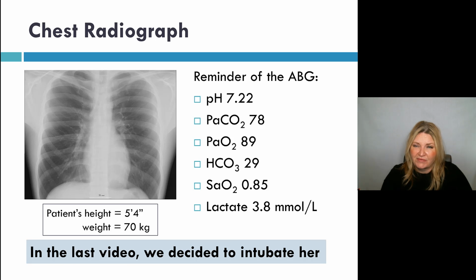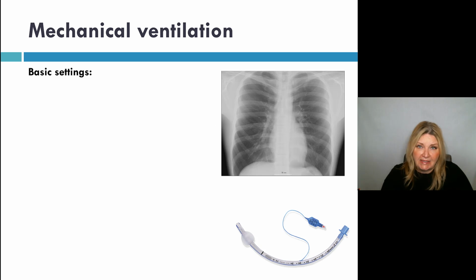A couple other bits of information that we'll need to know since we're going to be intubating her is that her height is 5'4" and she is 70 kilograms. So let's keep going. What do we set on the ventilator?